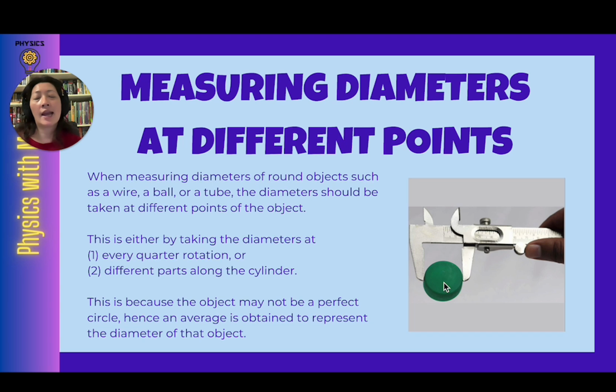Or we could take it at different parts along the cylinder. That means like if you have a tube like this, you won't only measure the diameter on one point of the tube, you'd measure it on several points along the tube. Why? This is because the object may not be a perfect circle, so you'd calculate an average, or you might find that the tube is also not a perfect cylinder and you need to get the average of the entire tube. That's why we take the measurements several times at different points.